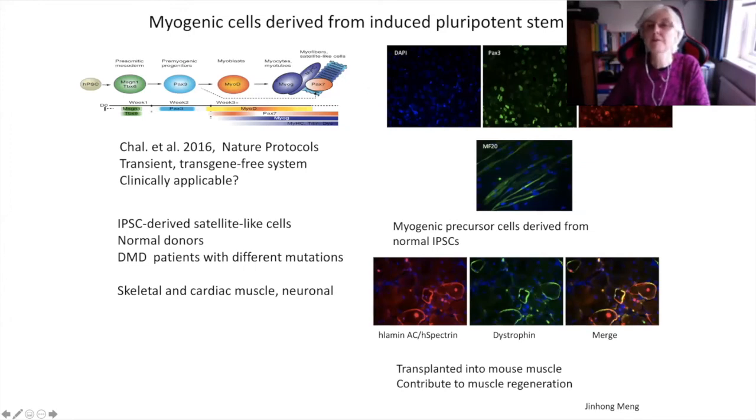And these are from some control induced pluripotent stem cells, and they express PAX7, so they're satellite cell-like, and they can differentiate in culture into multinucleated myotubes. And when we transplanted these myogenic cells derived from normal controls into our mouse muscles, they gave rise to muscle fibers of donor origin, and these muscle fibers expressed dystrophin. So this is quite promising.